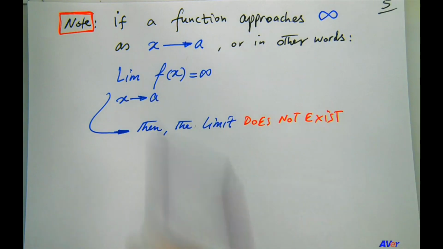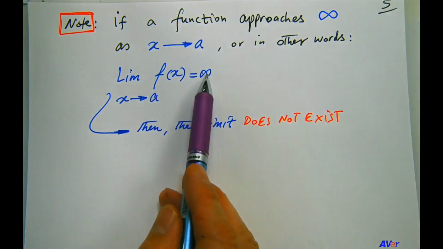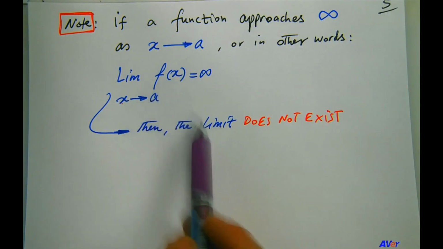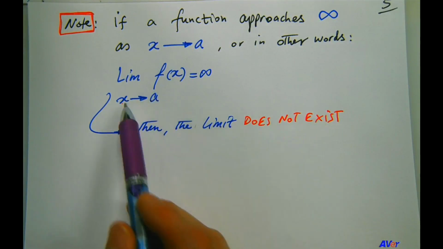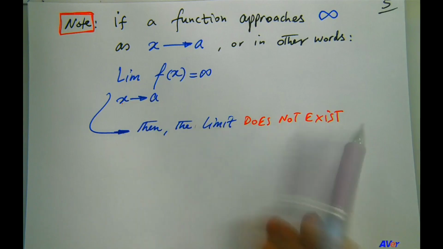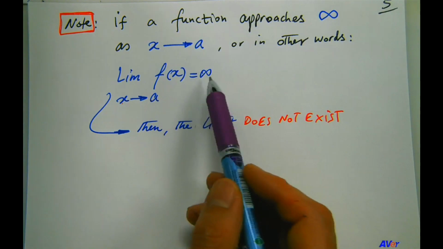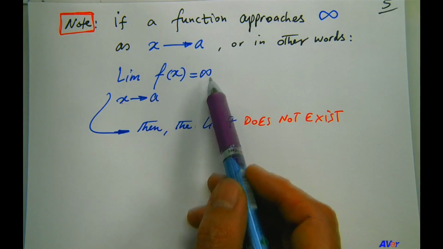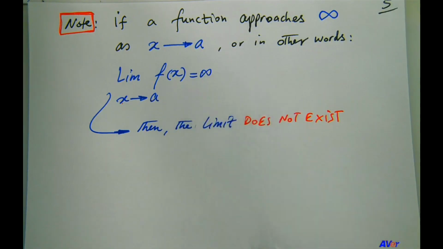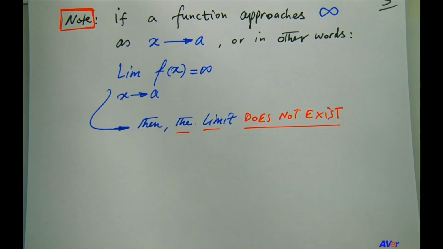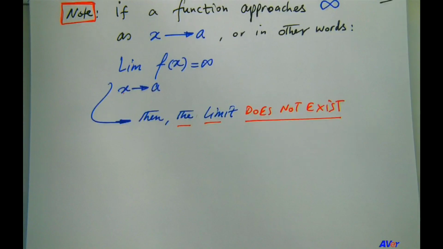So if the value of the function approaches infinity as x approaches some value, then the function has no limit as x approaches that value. The limit does not exist. Okay, the limit should be some number, some definite number. It can't be infinity. Okay, then the limit does not exist. All right, so let's give an example of that, actually, to make it clear.